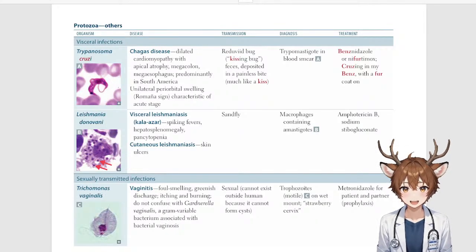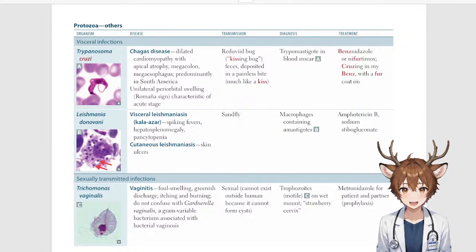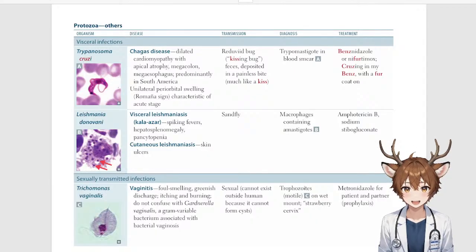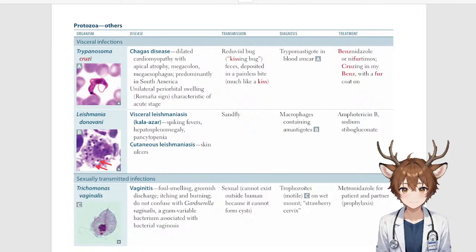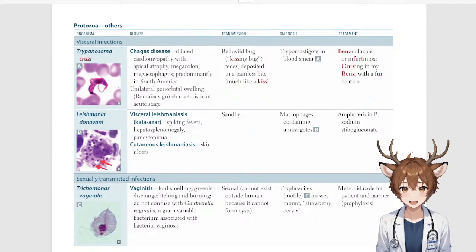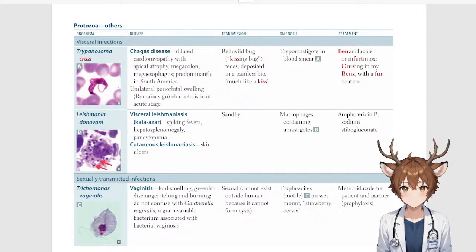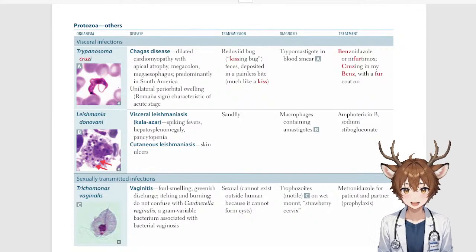What about the one STI parasite or protozoa that you should be aware of, which is Trichomonas vaginalis. It causes vaginitis, which is a foul-smelling greenish discharge, itching and burning. Do not confuse with Gardnerella vaginalis, a gram-variable bacterium associated with bacterial vaginosis. It's a little bit different from that. Transmission is sexual. It cannot exist outside the human because it cannot form cysts. Oh, that's interesting. Diagnosis is through trophozoites, which are motile on wet mount, punctate cervical hemorrhages, strawberry cervix. Kind of gross. Treatment would be metronidazole for patient and partners, prophylaxis, check for STI.